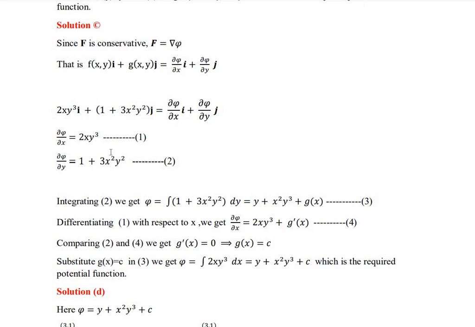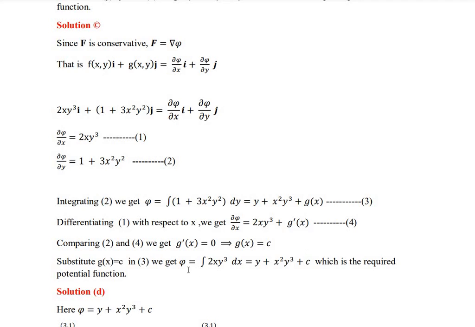So differentiating 3 with respect to x, you will get dou phi by dou x is equal to, this one becomes 0, right? Therefore 2x into y cube plus g dash of x. So we can compare this 4, here we have dou phi by dou x, and here also dou phi by dou x in 1. So we can compare 1 and 4. You will get g dash of x is equal to 0. Therefore g of x is equal to c. It's a constant.